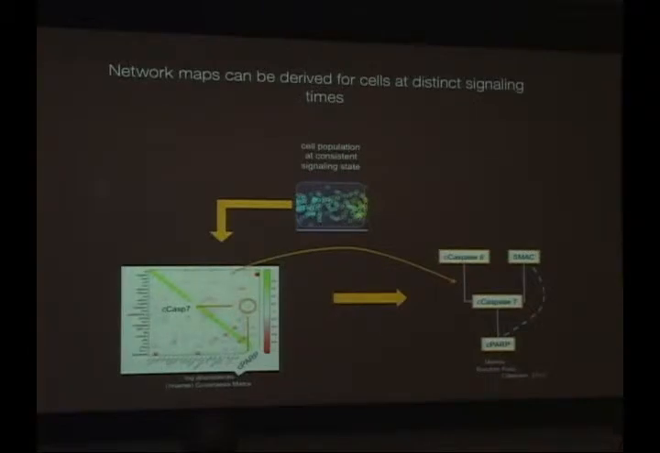Then from that, we created network maps, and these maps basically just show the correlation of all of the markers we measured by CyTOF with all the other markers. And by looking at the correlations, you can see how things in the network relate to each other and try to understand the causative effects.